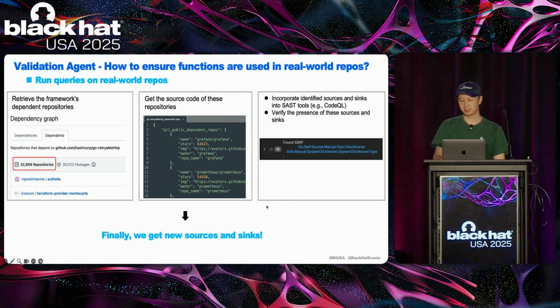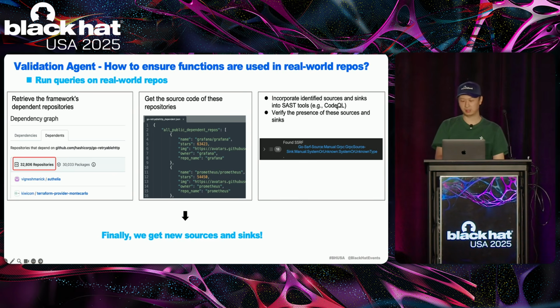The final step is confirming that the source and the sink we have identified are actually used in real projects. First, we have to head to the framework project homepage and find the dependent page. And this page lists most of the open source projects using that framework.